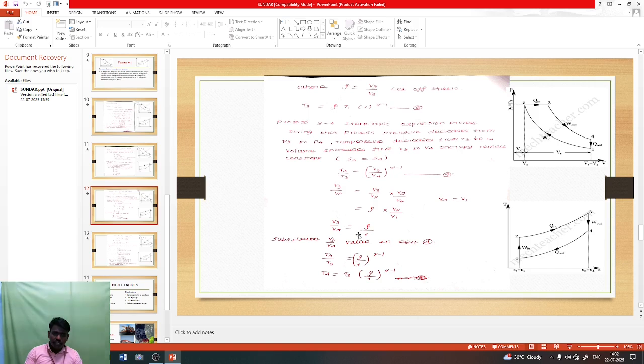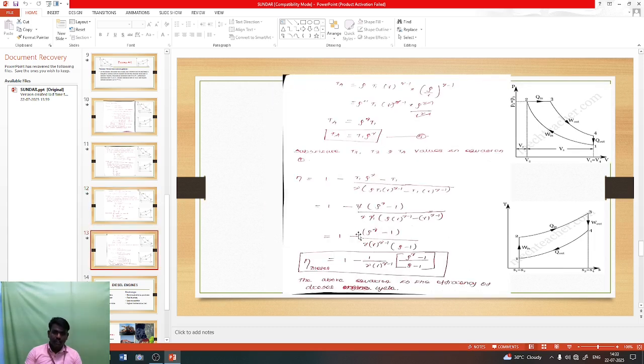What is the value for T3? T3 is rho into T1 into R power gamma minus 1. So we have to substitute this value here: rho into T1 into R power gamma minus 1, into rho divided by R power gamma minus 1. So R power gamma minus 1 cancels, and the remaining values are rho into T1 into rho power gamma minus 1.